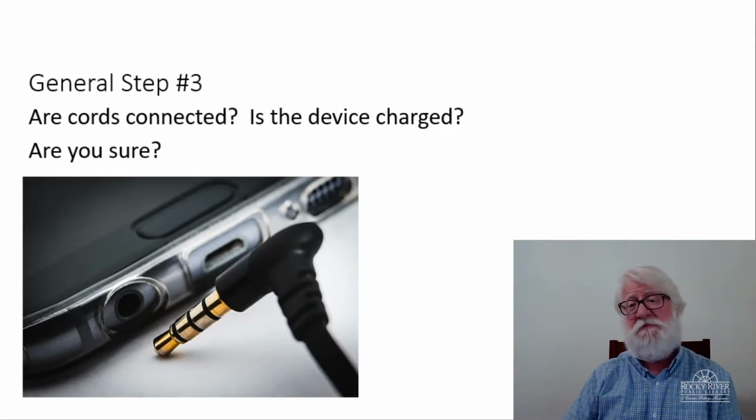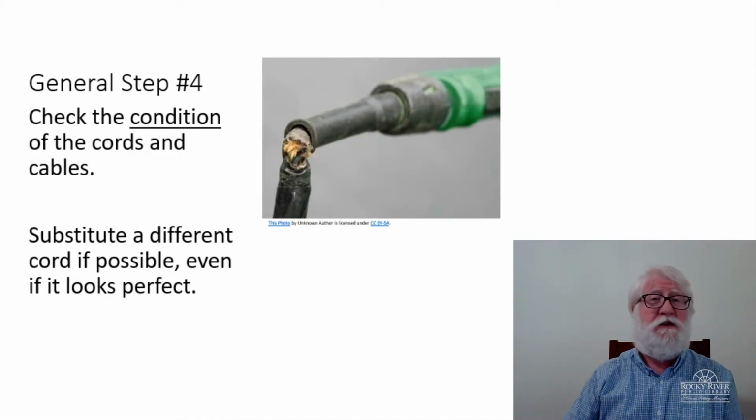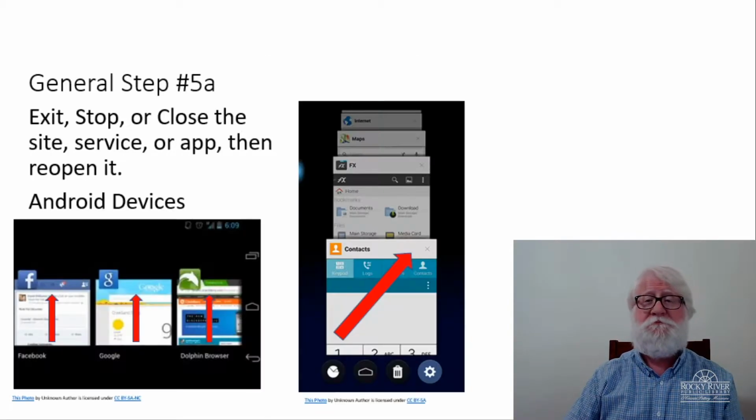Things like that. The fourth step would be, when you're checking those cords to make sure they're seated, look at the condition of the cord. Even if it looks great, maybe it's worth substituting a different cord to see if that is the difference. Sometimes things break and we can't tell.